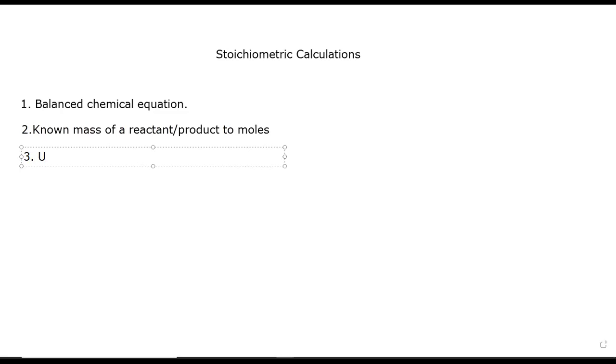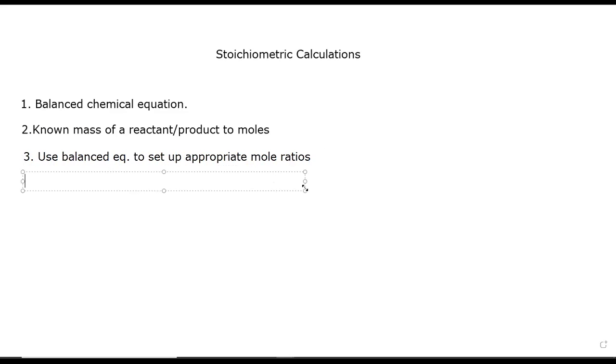So we first balance the equation, and then we use the known masses of a reactant or product to make moles, and then we use the balanced equation to set up appropriate mole ratios.